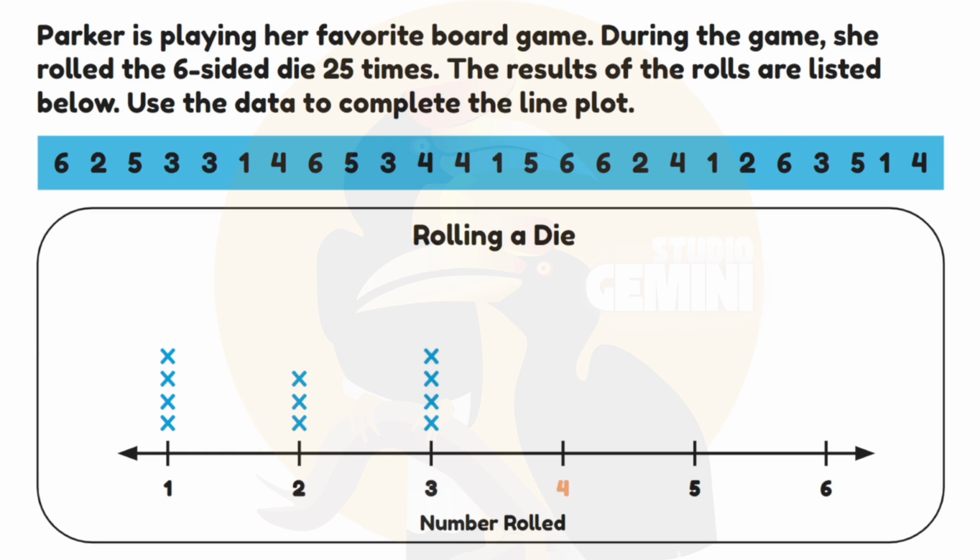Next is the number 4. According to our list, Parker rolled the number 4 5 times. We can place 5 X's above the number 4. What about the number 5? Since this number appears 4 times in our list, that means that we can place 4 X's above 5 in our line plot. Finally, 6. According to the list, Parker rolled a 6 5 times, so we can place 5 X's here. Now our line plot is complete.